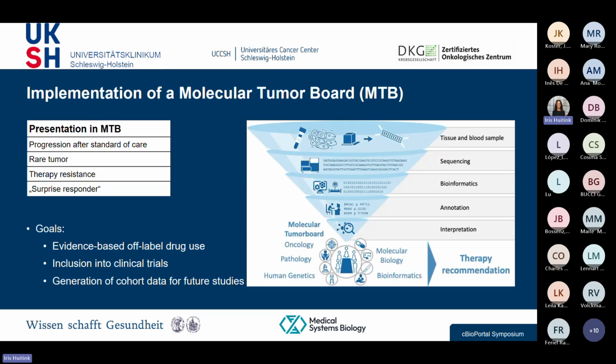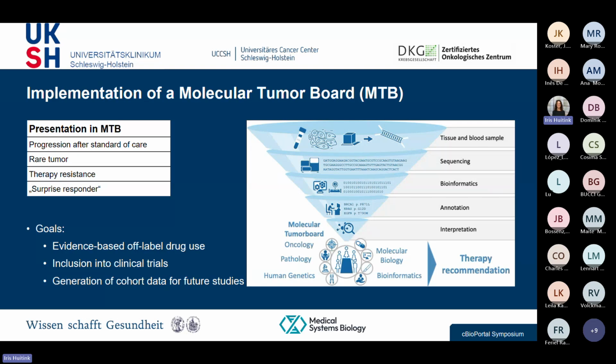In molecular tumor boards, people are included that are progressing after standard of care, where the doctors don't know what to do with these patients. Also, other patients are included in these molecular tumor boards, which have rare tumors, are resistant to treatment, or are surprise responders. And what's happened in the tumor is that blood and tissue samples are being taken, sequenced, you do bioinformatics analysis and annotation of the variants.